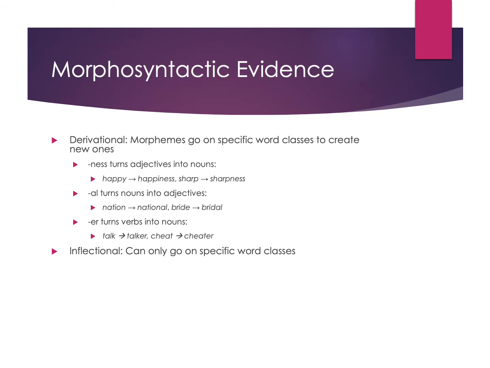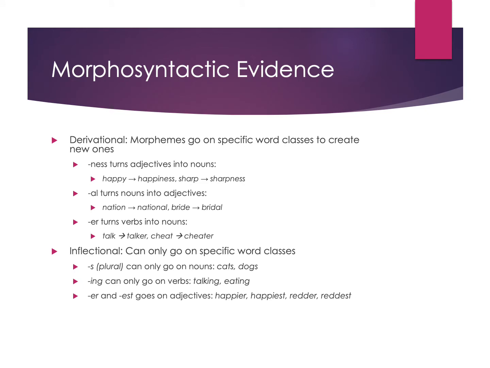And then inflectional ones will also only go on specific word classes. So the ones that we've looked at already, our s, our plural, can only go on nouns to tell us there's more than one. Our ing can only go on verbs to say that it's currently happening. Our er and est can only go on adjectives, and they tell us that there's more or the most of something.